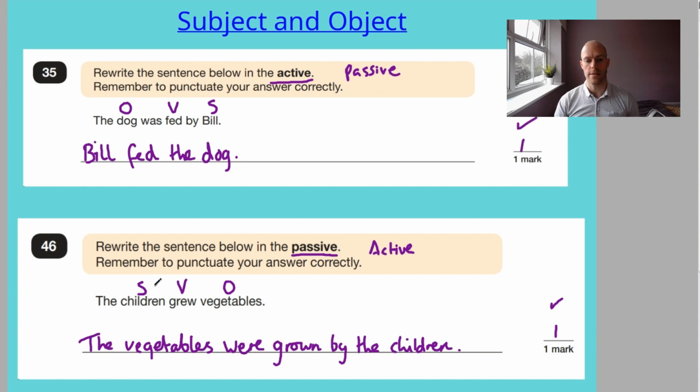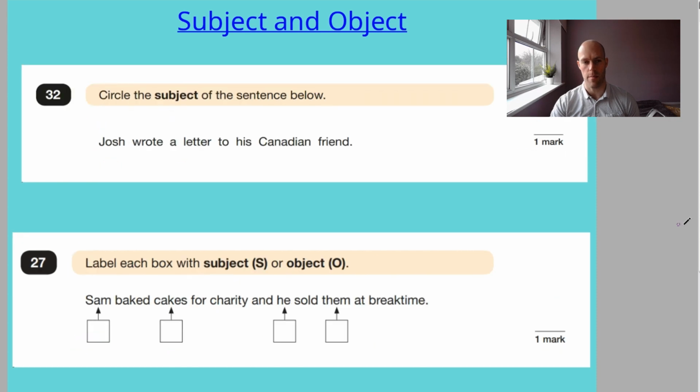Do start writing in subject, verb, object. If you start doing that, you'll understand the reasons why. You'll start to clock into what's active and passive, and you'll be able to see it for yourself rather than trying to guess and remember.